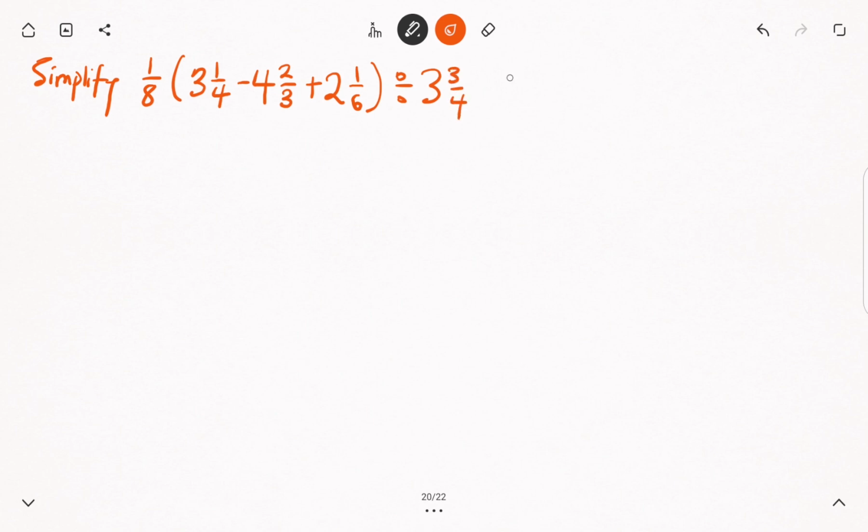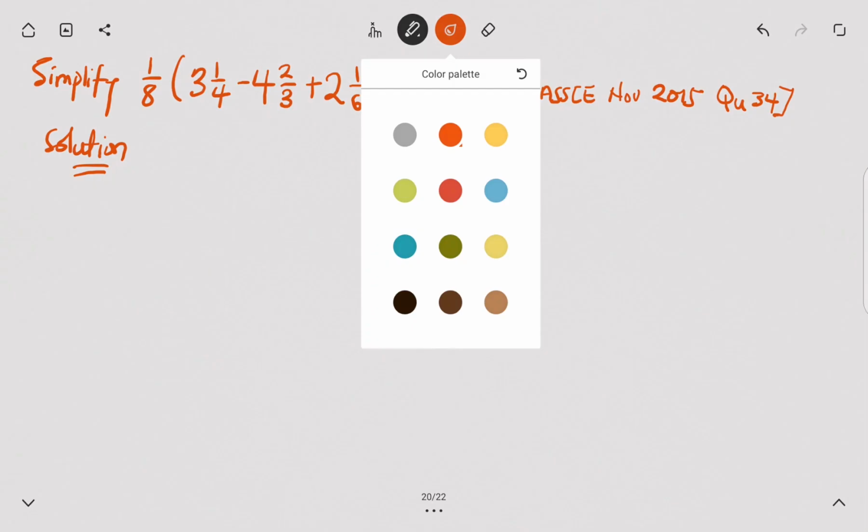Okay, and so this is the WAEC or the WASSCE NOVDEC 2015 question number 34, objective question. All right, let's look at the solution to this problem. Let me use black.